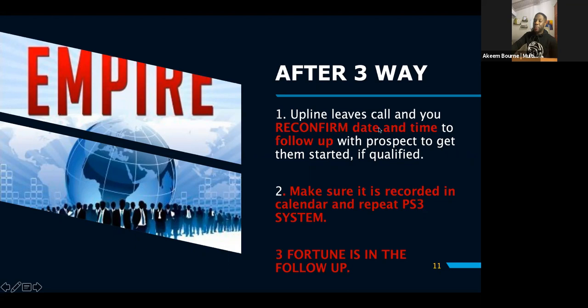Upline leaves call and you reconfirm the date. So the upline left. You heard on the call that the upline collected the decision that they want to get started a week from now or next month. So you heard that. What you want to do now is reconfirm the date and time to follow up, the same time they said on the call, they agreed with the upline to get them started if they qualify. When you hear that, what does that mean for you?